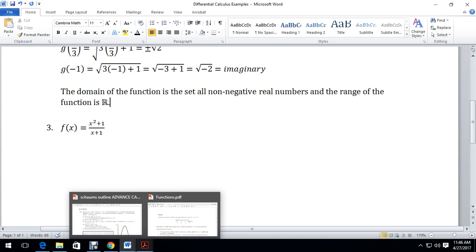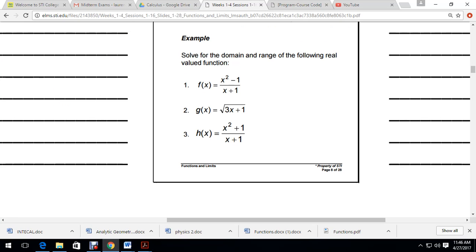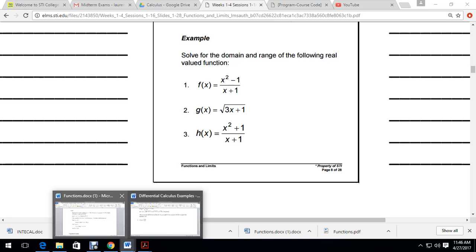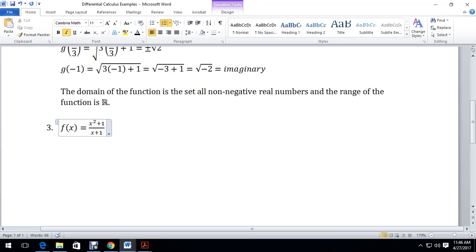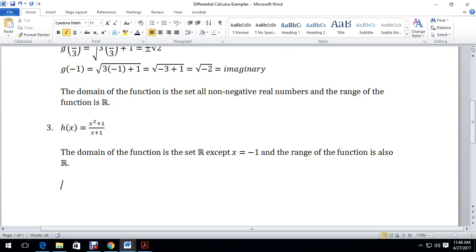Okay, so finally we have the third example. We have h of x equal to x squared plus 1 over x plus 1. Okay, so what would be the domain and what would be the range? Well, the domain of the function is the set R, except x equals negative 1, and the range of the function is also R.